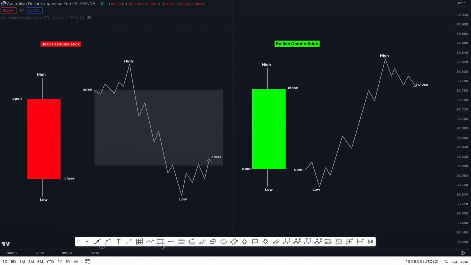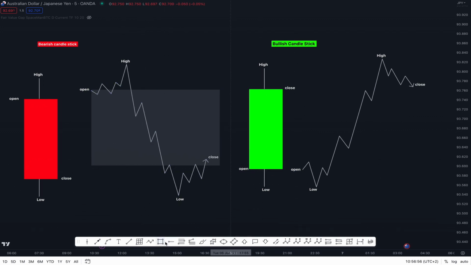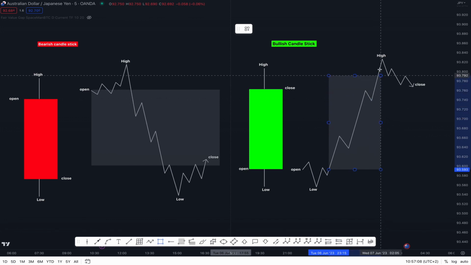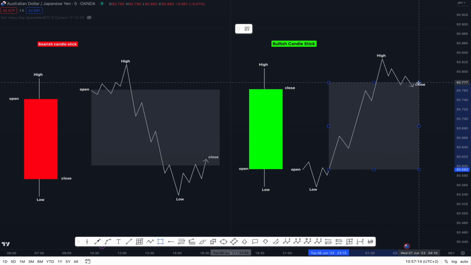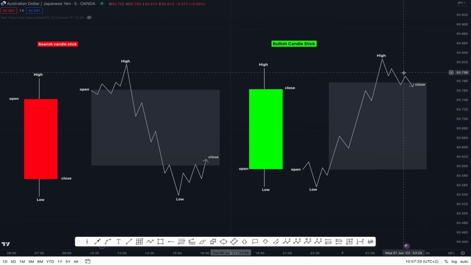So even on this side, you can see that we open here. I will start around here. We open, we create a low. The market will be moving like this, going up and down. It will create a high, then move forward and then close around here. Then this one will be called a bullish candlestick. So how can we use this in our trading style to better understand how the market moves?